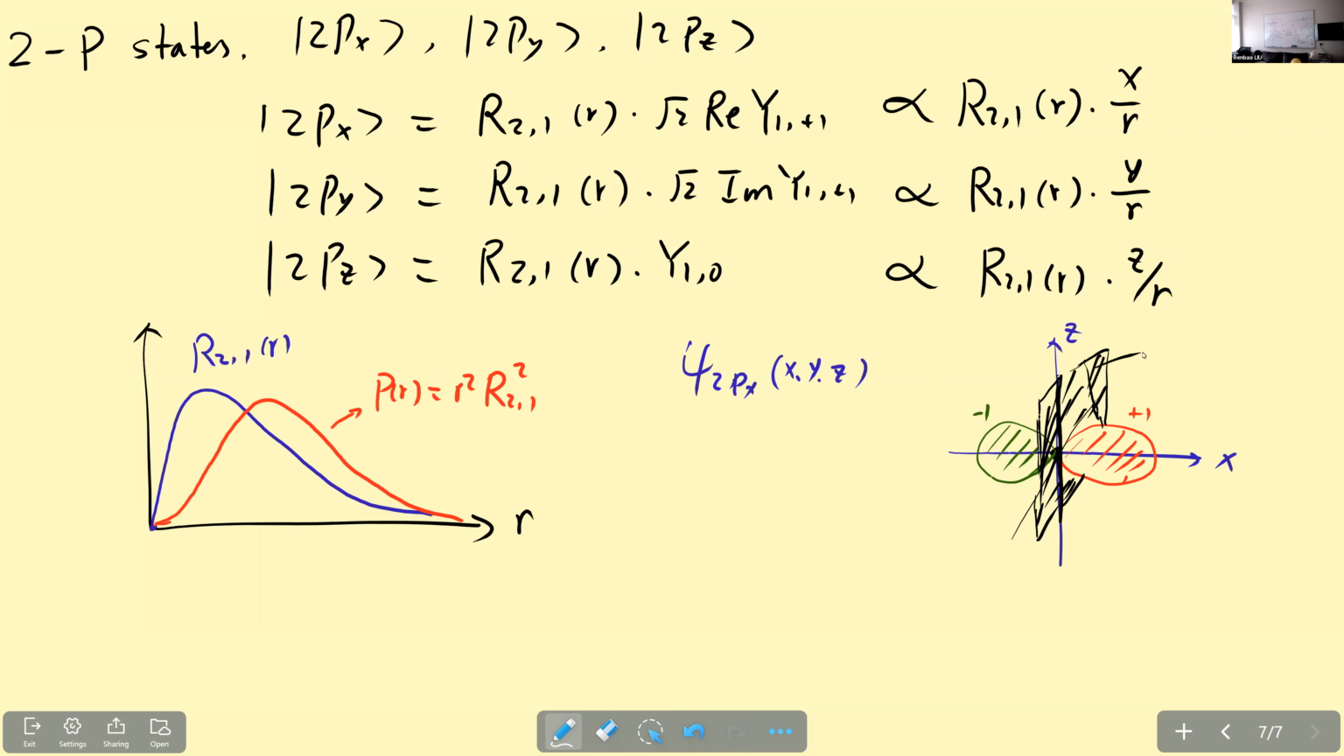Right, so this one is the node surface at the YZ plane. That's the wave function of the 2px state. It has one node surface, and it's positive on the positive axis and negative on the negative axis. So this is very much like a dipole, right?